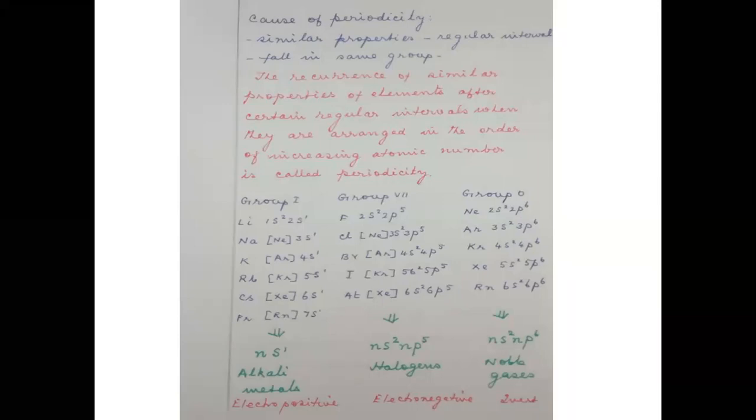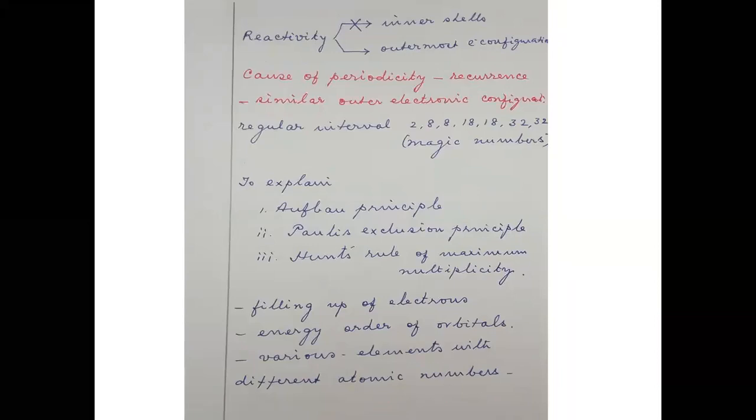This similarity causes the similarity in properties also. Therefore, the physical and chemical properties depend upon the outermost electronic configuration. So that is the cause of periodicity. Therefore, when you arrange the elements in increasing order of atomic number, when you come back to a particular state, that element gets a similar electronic configuration.